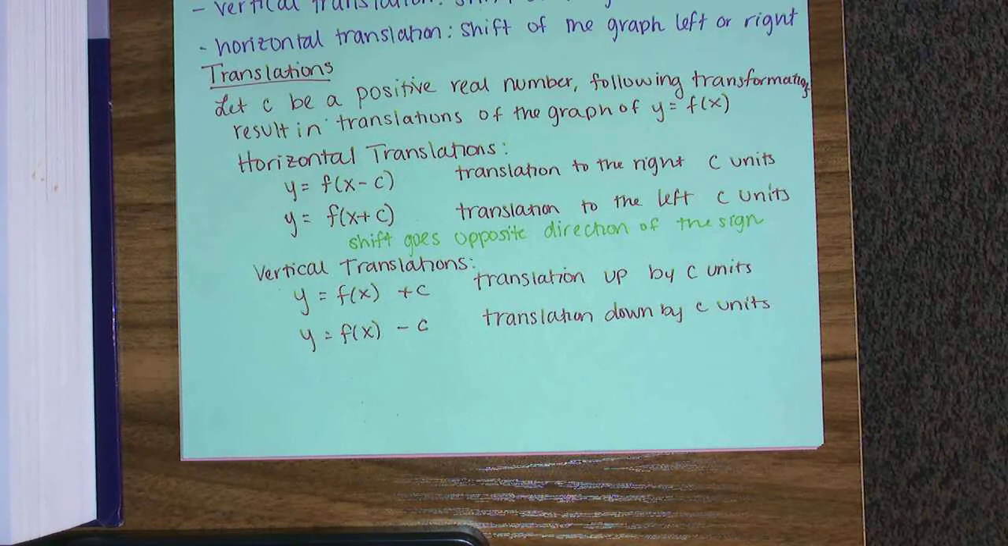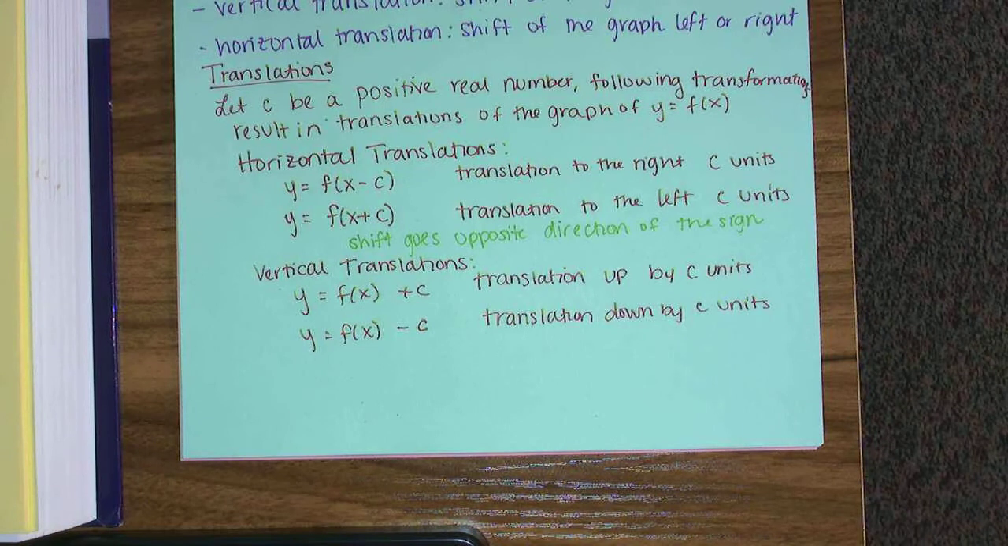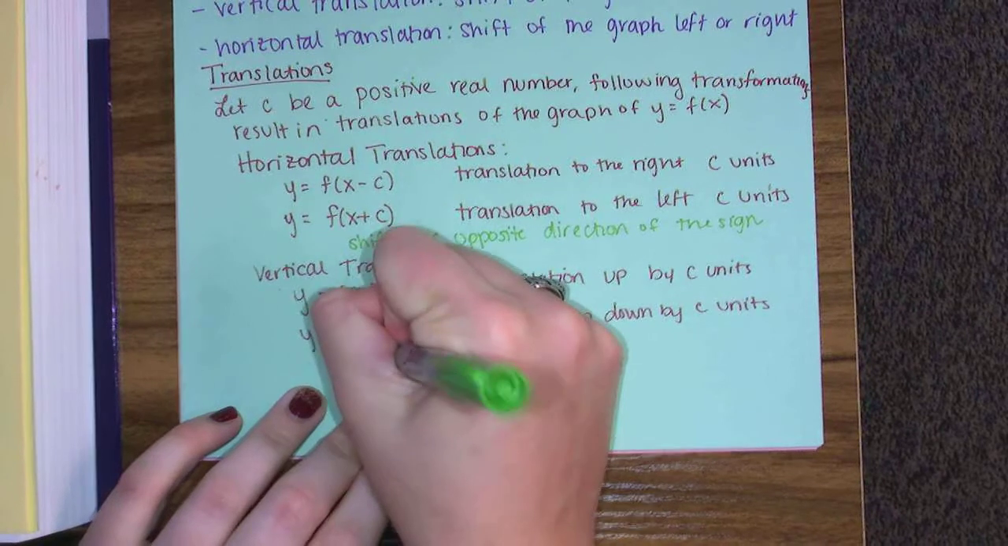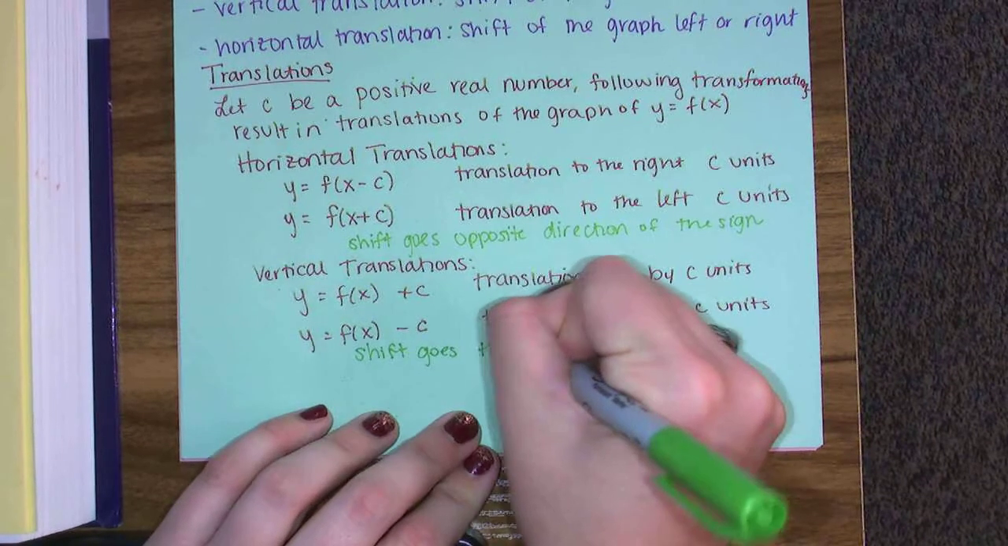So let me know when everybody's copying this stuff down about translation, and we'll move on to reflection. For the vertical ones, the shift goes the same direction as the sign.